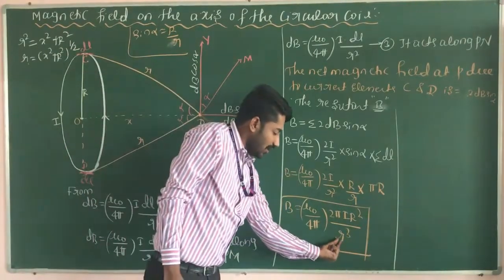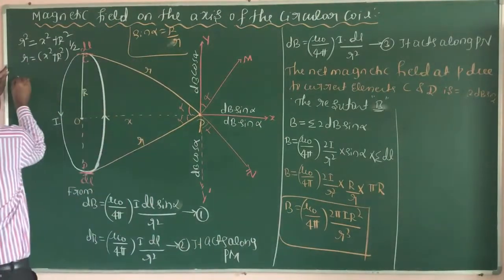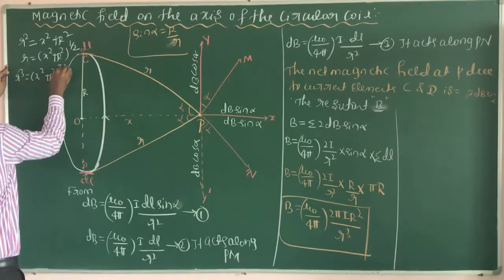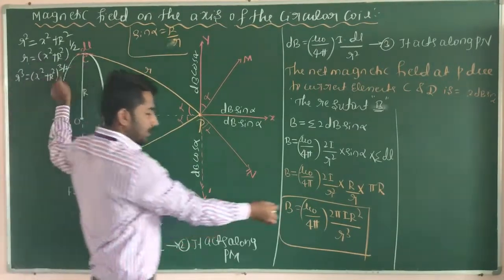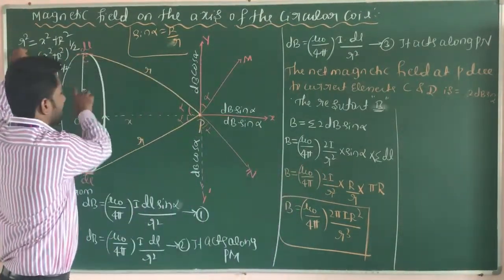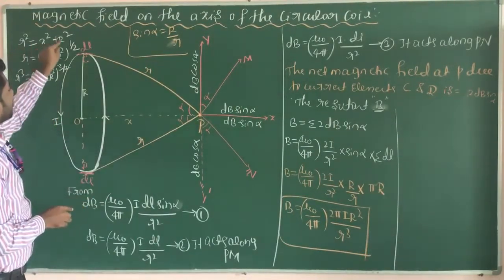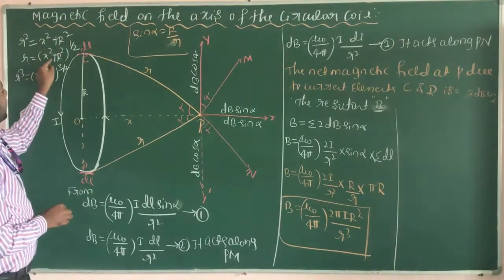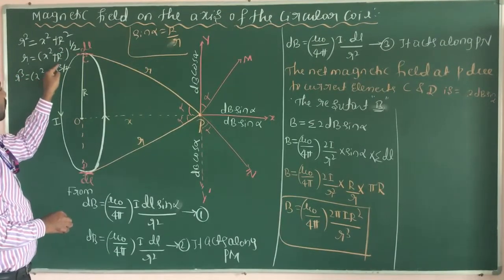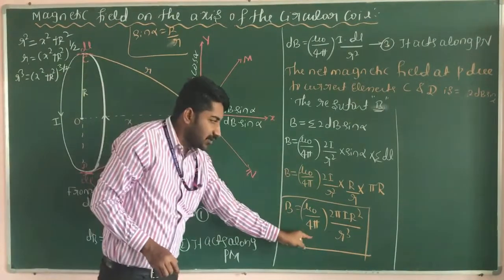But we want to calculate the value of R cube. Then here, R cube is equal to x square plus r square whole to the power of 3/2. Now substitute this value in this equation. When you are applying the Pythagoras theorem for this triangle OCP, R square is equal to x square plus r square, R is equal to x square plus r square whole to the power of 1/2. Then R cube is equal to x square plus r square whole to the power of 3 by 2. Directly I put this value in this equation.